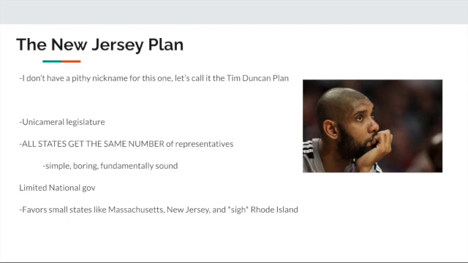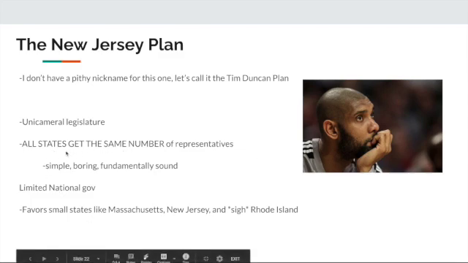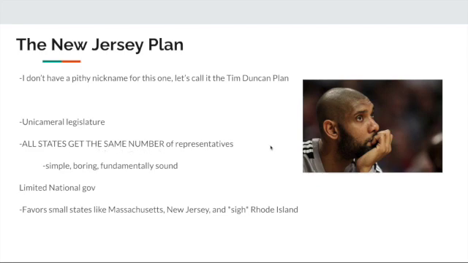We'll hear a couple voices from each state, and we'll make our decisions there. The key here is that all states get the same number of representatives. It makes sense. We're all equal in this country, so it should not matter if you are Rhode Island or Virginia. Your voice should matter the same.